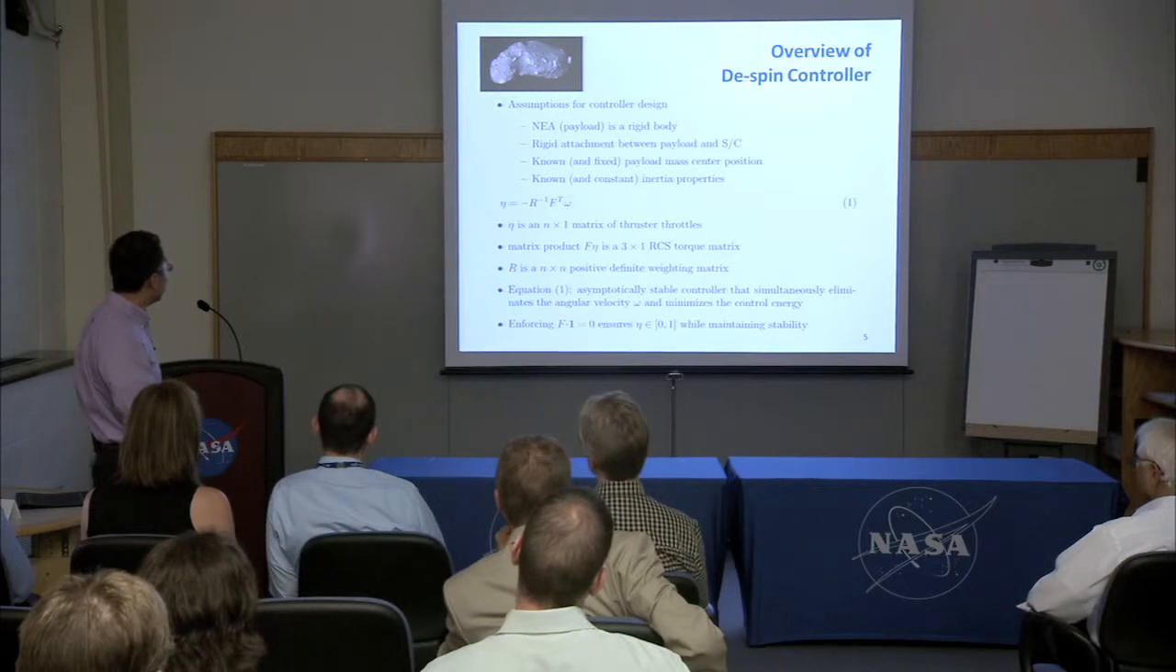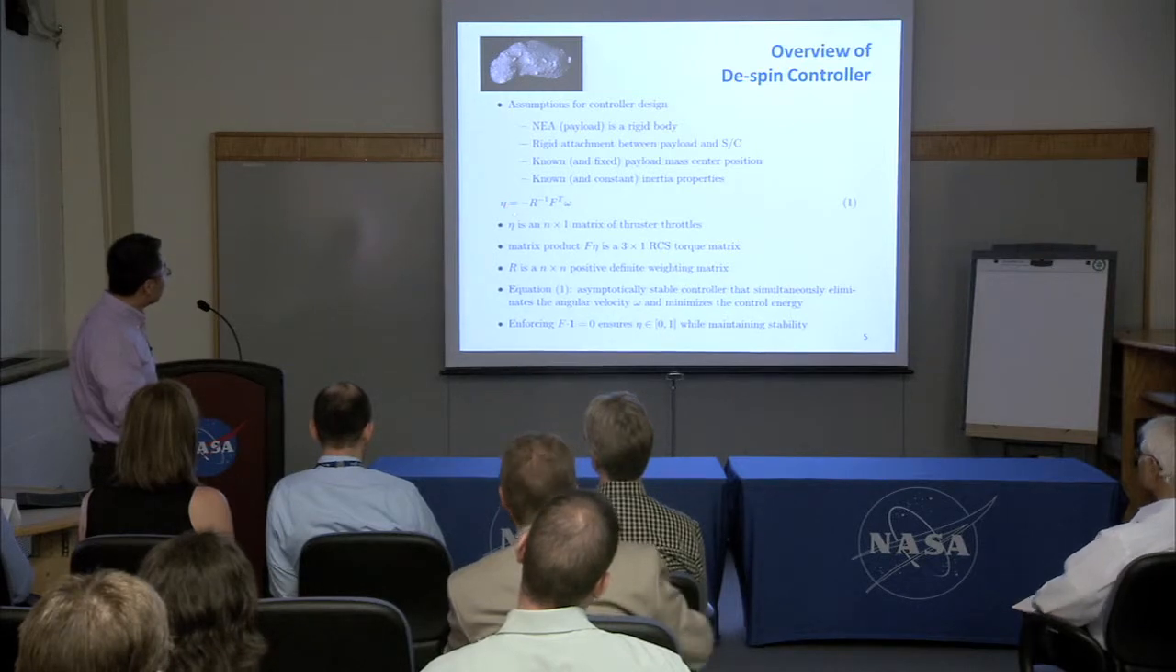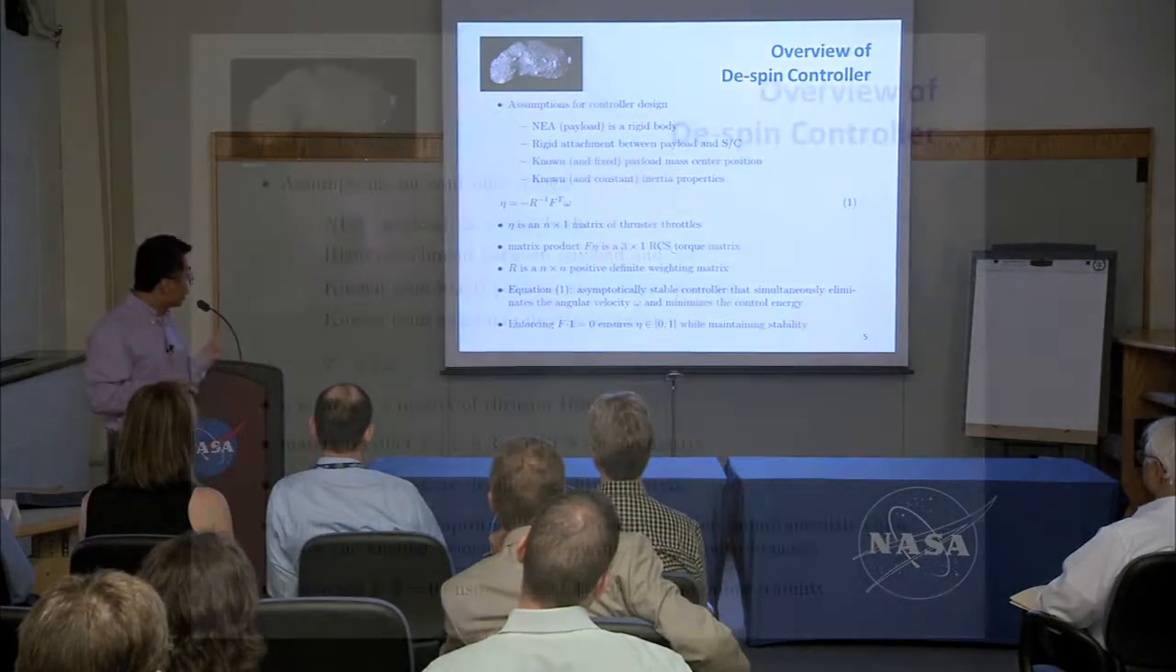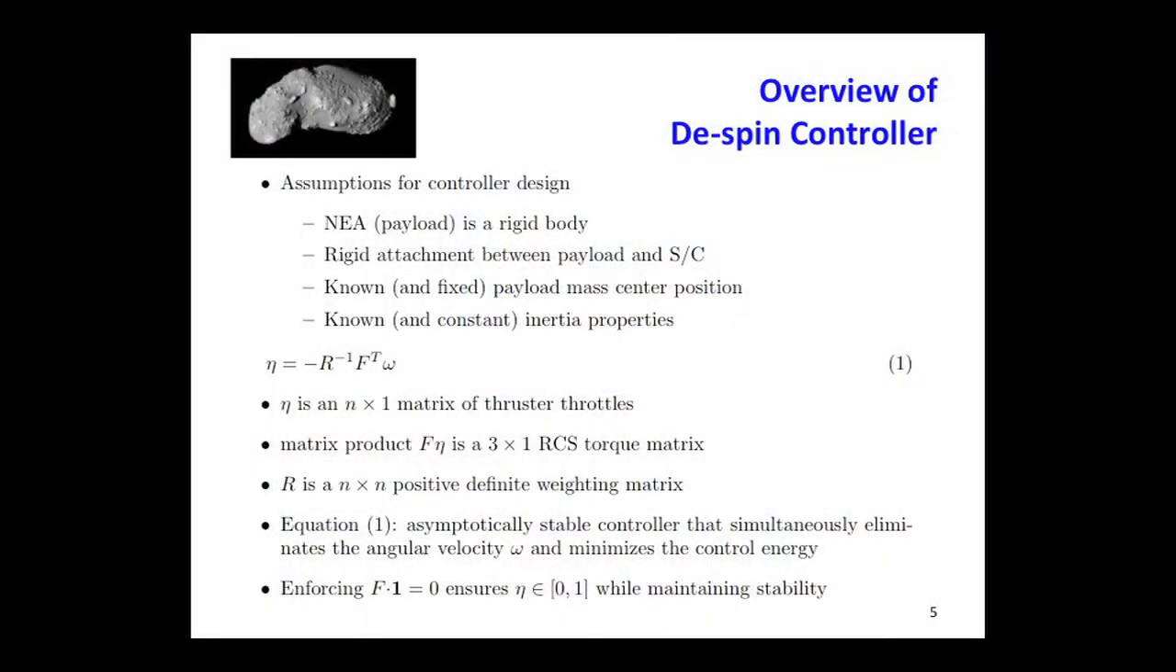In designing this controller, we have two objectives. One objective is to dissipate the kinetic energy as fast as possible. In the meantime, we don't want to spend too much fuel in doing that. So these two conflicting objectives are optimally balanced by picking this weighting matrix R. Now, as given in this form, this controller does not guarantee that the throttle stays between 0 and 1. And we found a condition such that under this condition, we can reconstruct this controller such that the throttle stays between 0 and 1 while maintaining the stability properties of the controller.